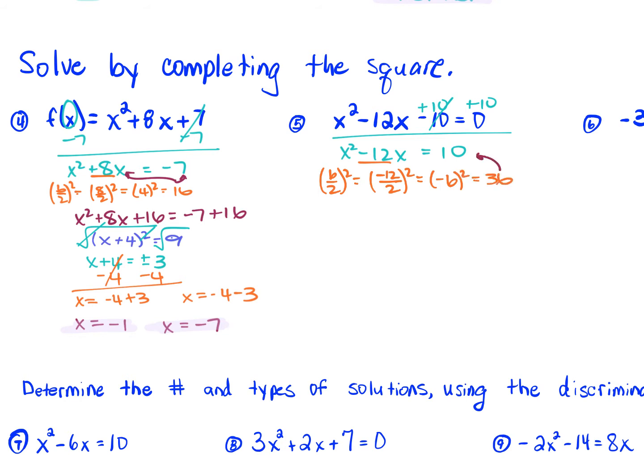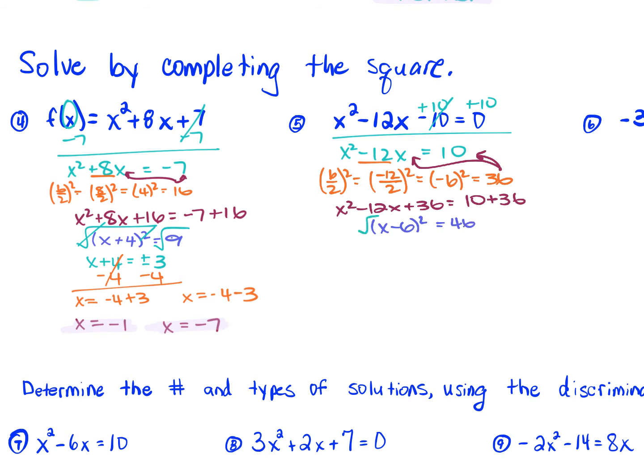We're going to add this 36 to both sides of our equation to give us x squared minus 12x plus 36 is equal to 10 plus 36. From here, we're going to factor the left side, add the right side. In the parentheses that we squared, we had a negative 6. So this factors out to be x minus 6 squared is equal to 10 plus 36 gives us 46.